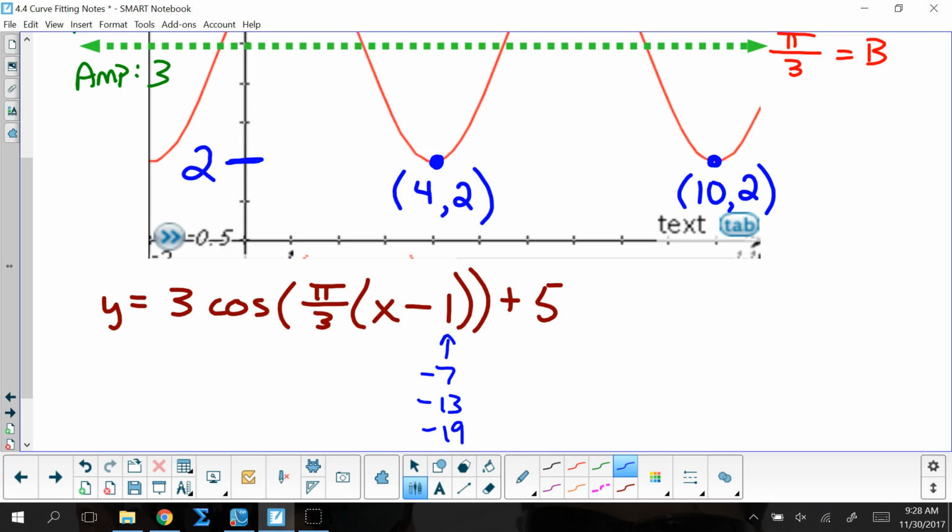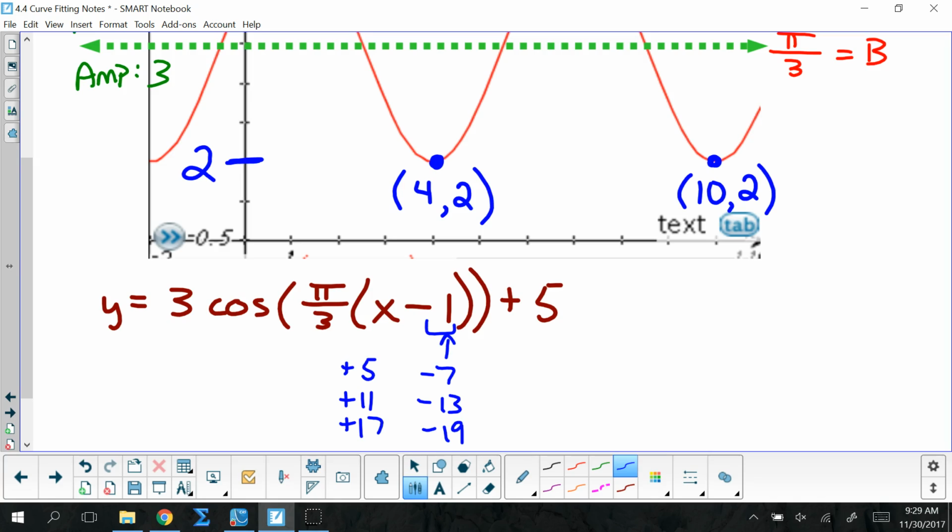What if I went to the left another high point? Then that number in here, this number, would be plus what? 5. Next one, plus 11, plus 17. How am I getting those so quickly? That distance is always 6, right? So you just keep moving it over 6 spots. So that's a quick and easy way. Right there, we just came up with 7 different cosine curves for that one.